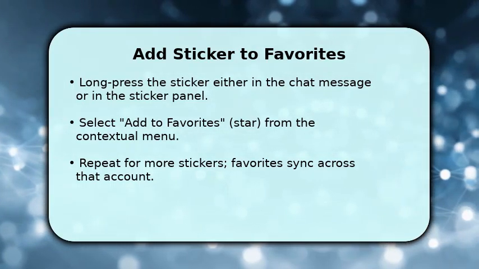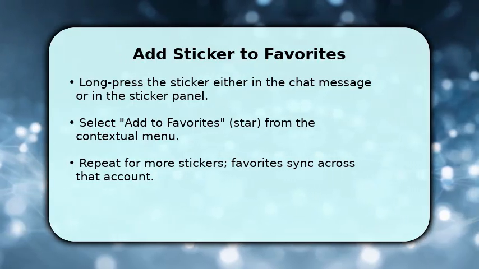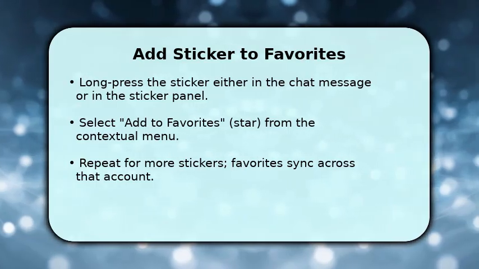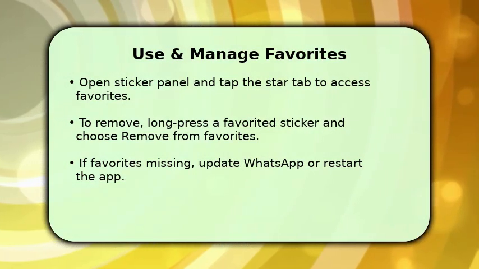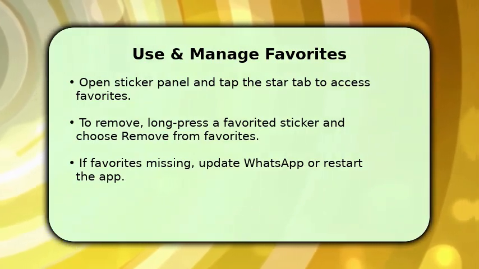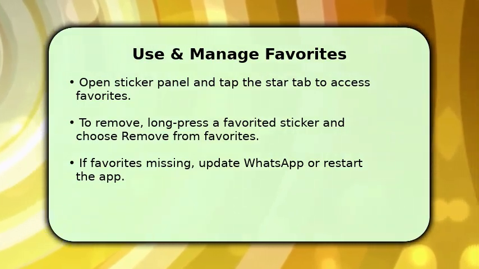Make sure you're signed into the same WhatsApp account so your favorites remain consistent across your devices. Finish by opening the sticker panel and tapping the star-shaped Favorites tab. There you'll see every sticker you saved for quick sending. To use one, tap it and it sends immediately.